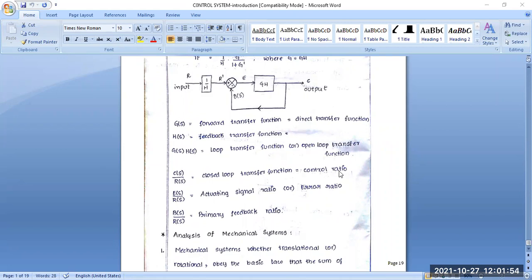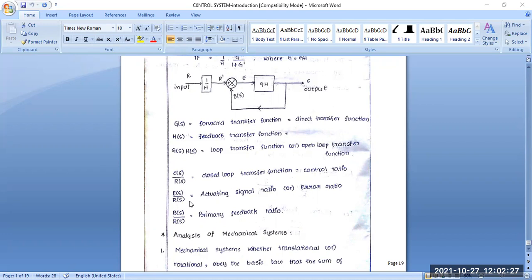Sometimes it is called the control ratio, or sometimes the TFR. What is TFR? TFR means transfer function ratio. Clear? So please everyone note it down. TFR is called the closed loop transfer function. It is also called the control ratio. That is TF equal to output variable by input variable, that is CS by RS.